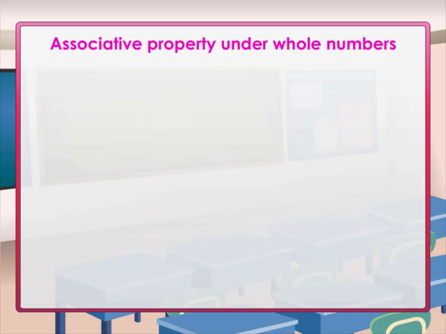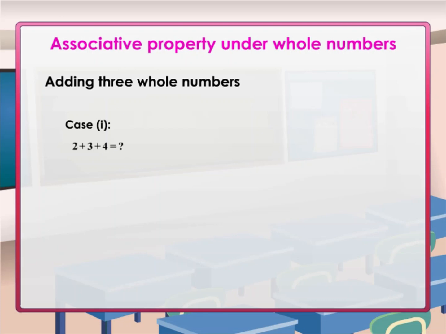Associative property under whole numbers. In the last class, you have learned two properties related to addition of whole numbers: the closure property under addition and the commutative property. Now let us see another property, the associative property related to addition of whole numbers. Now let us try adding three whole numbers. What is 2 plus 3 plus 4?